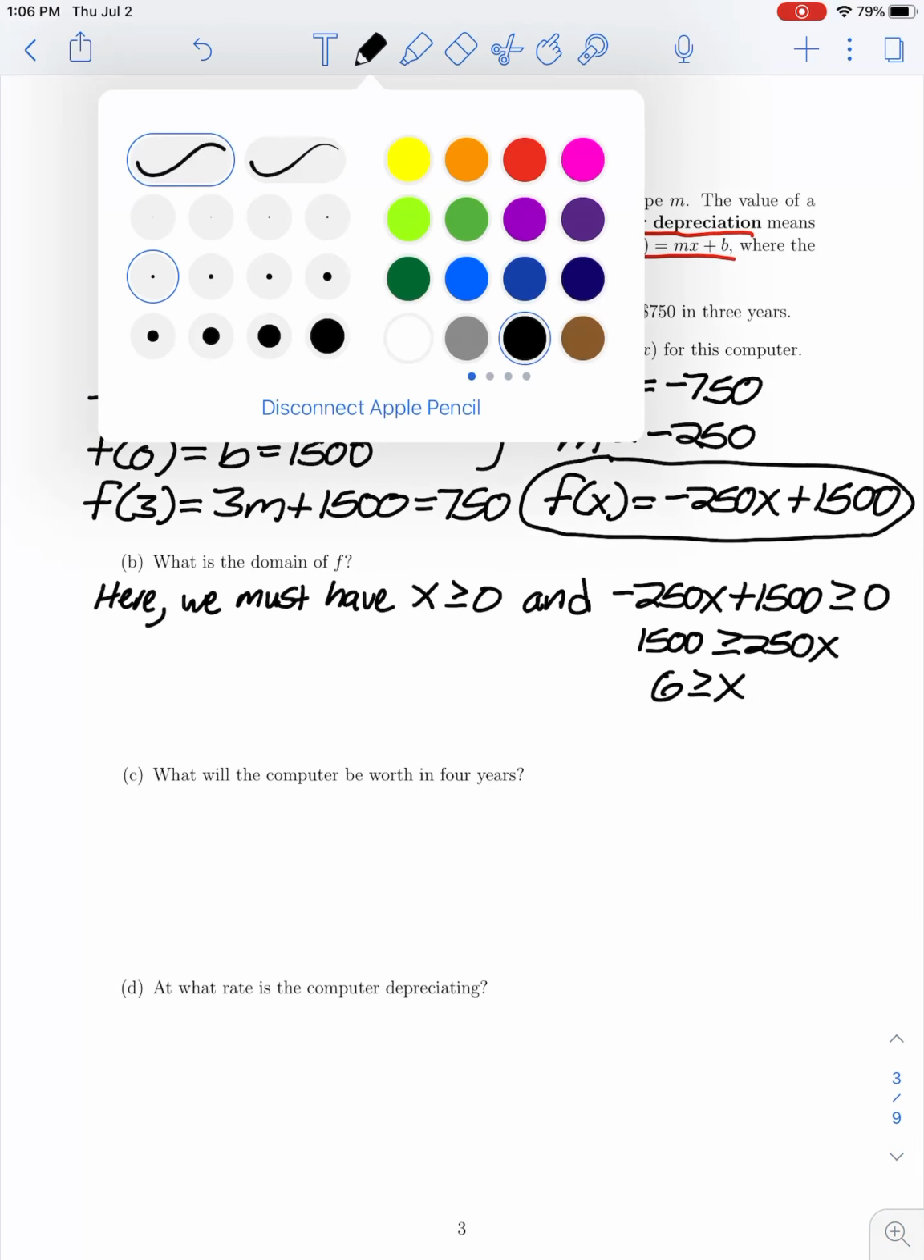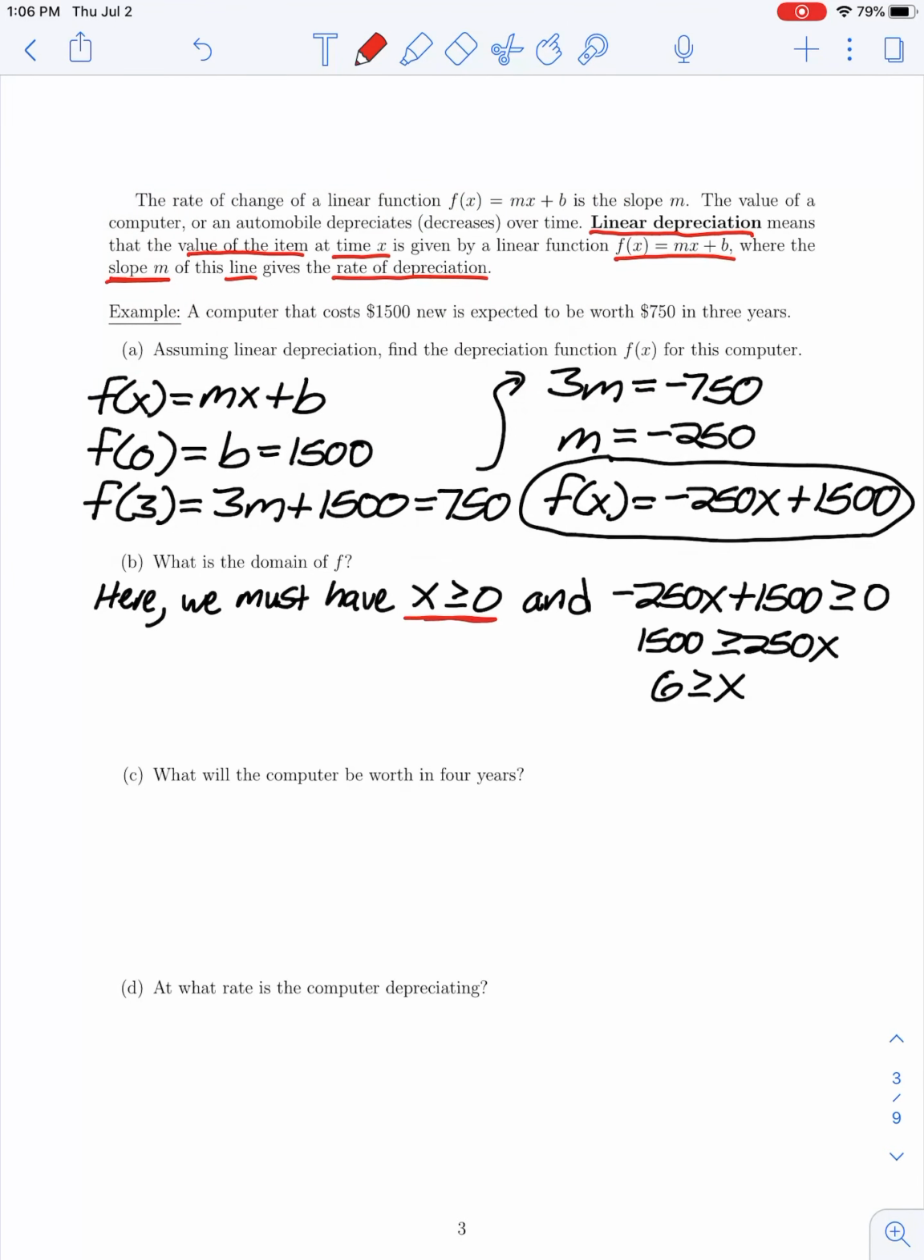So combining these restrictions, we have x must be greater than or equal to 0 and less than or equal to 6. So our domain for this function would be the interval from 0 to 6, including the endpoints. We can take x equal to 0 or x equal to 6. And under the assumption of linear depreciation, when this machine is 6 years old, its value will be $0. So we wouldn't consider it after 6 years.